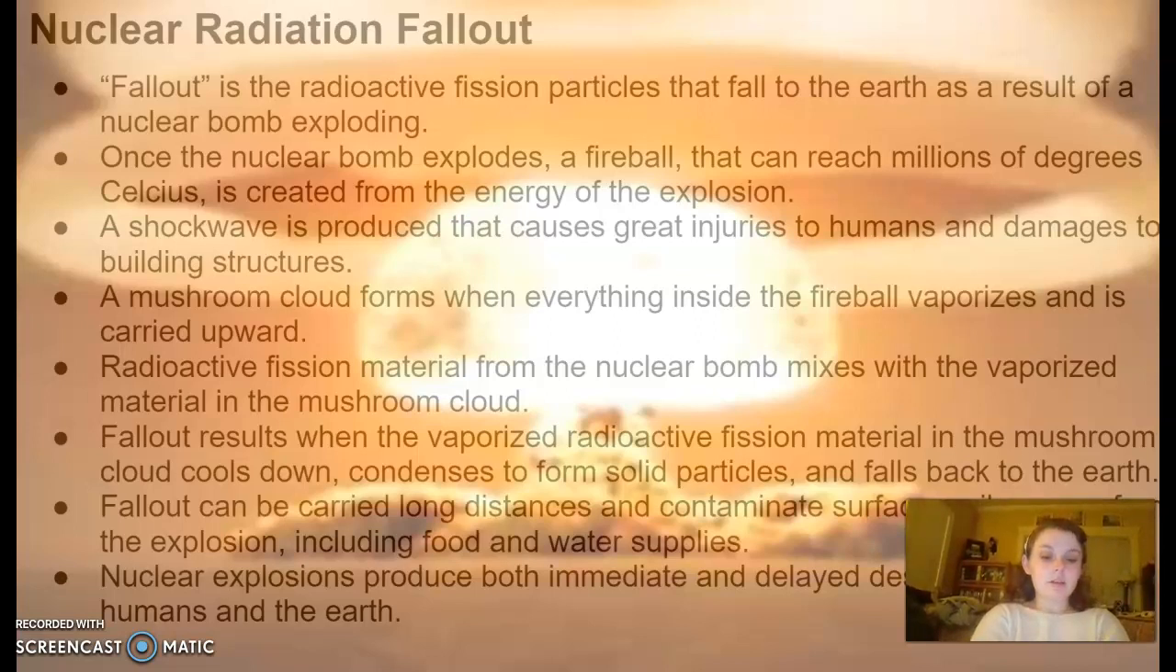Fallout can be carried long distances and contaminate surfaces miles away from the explosion, including food and water supplies. Nuclear explosions produce both immediate and delayed destructive effects on humans and the earth.